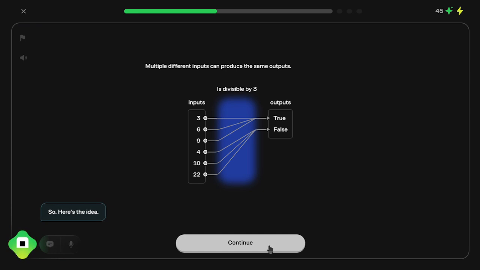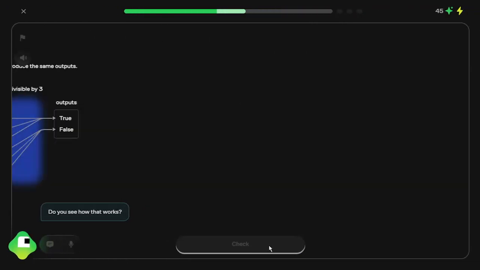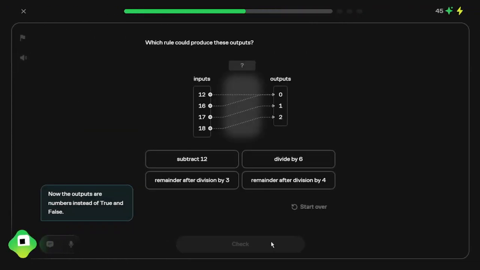So here's the idea. Multiple different inputs can produce the same outputs. Do you see how that works? Yeah. Now the outputs are numbers instead of true and false. So 12 equals 0, 16 also equals 0. And then 17 equals 1, but 18 equals 2. So that also seems like something.